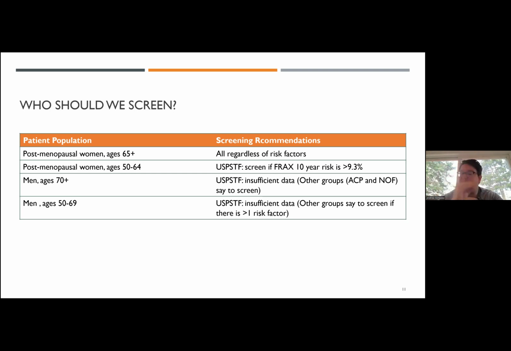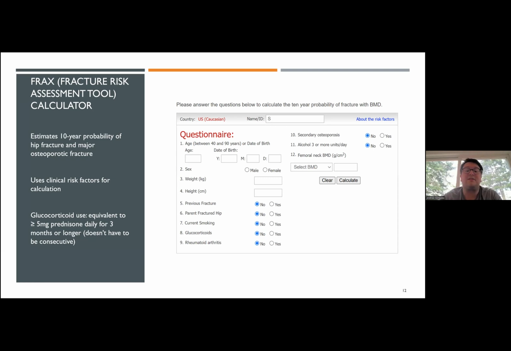And don't worry, we haven't gone into these terms yet. I'm going into everything. Risk factors, FRAX calculator, everything. FRAX calculator. So this is going to be a tool we can use to estimate the 10-year probability of hip fracture and major osteoporotic fractures. Think of it as like an ASCVD score for osteoporotic fractures.